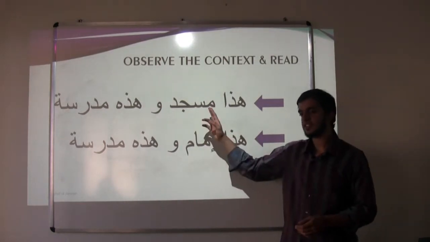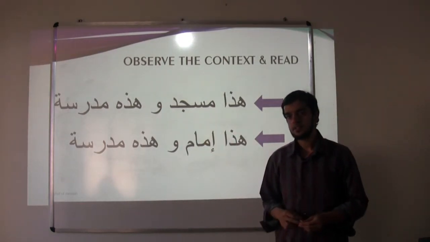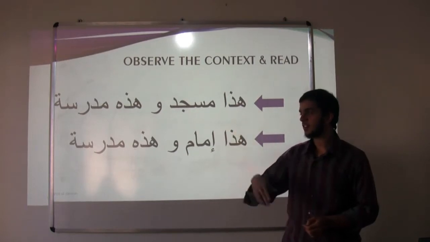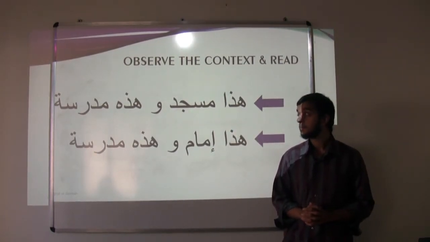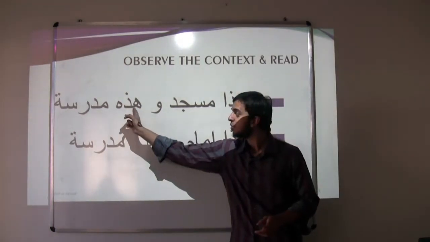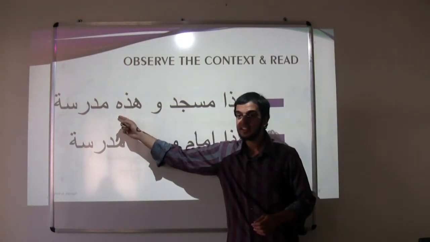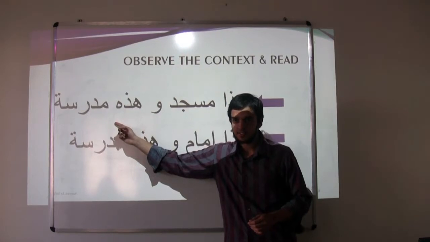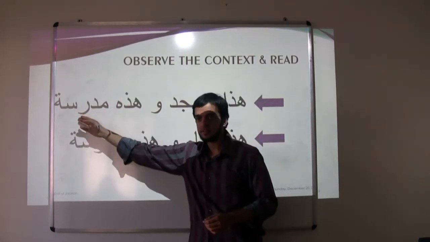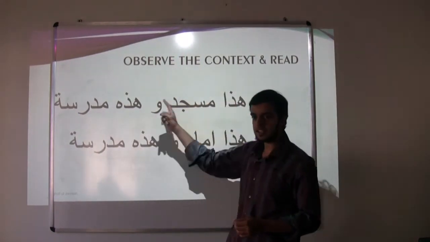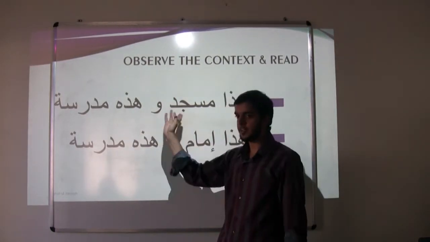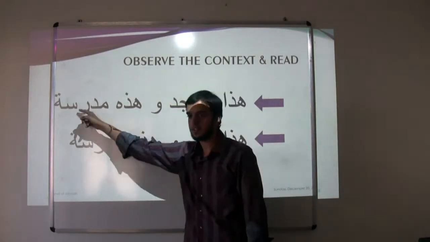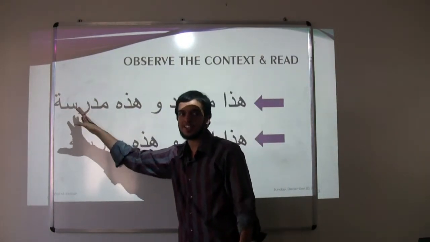Can you read this translation for the first sentence? Read this and the translation. Haza masjidun wa haza mudarris. Hadihi. It's feminine, na? Haza is for masculine. Hadihi is for feminine. The translation is this. No doubt about it. But while you read it, it is hadihi, because it is feminine.